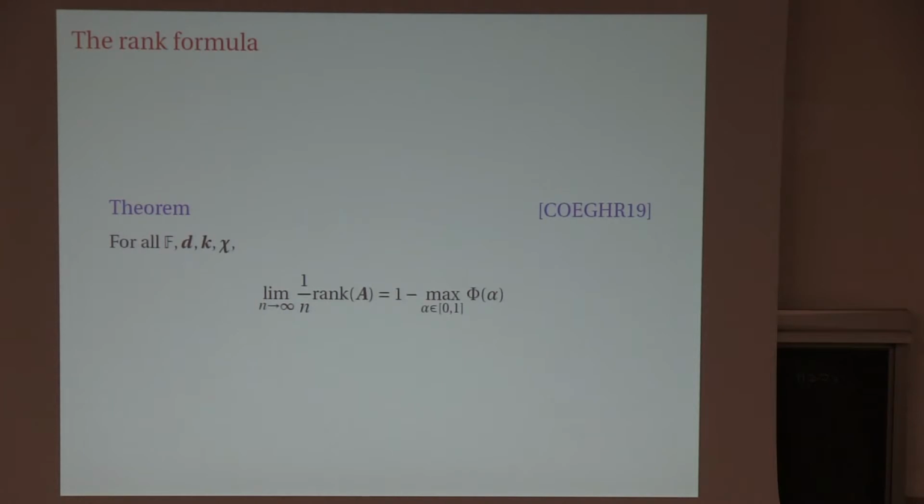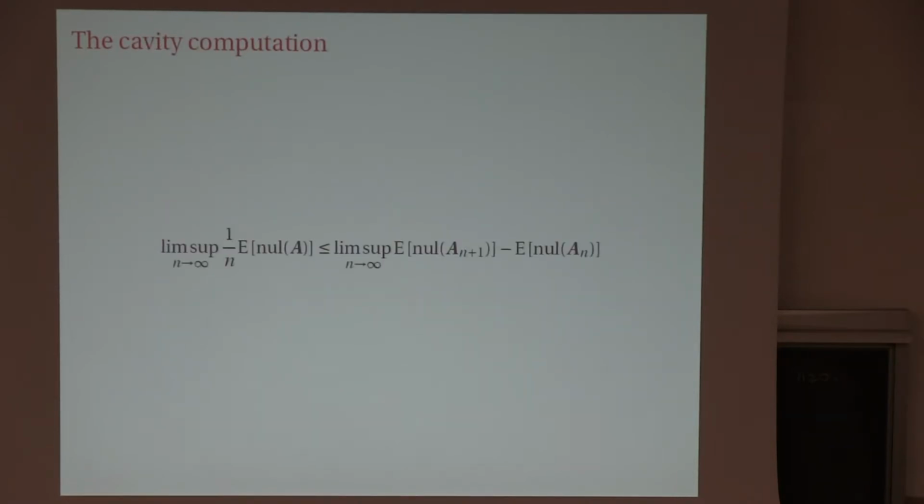In some sense, what this result hints at is that there's a simple phenomenon that explains the rank formula, and that's in fact what I would like to explain. Okay, so what we are going to do is rigorously perform the cavity computation that by now we probably would all really like to do, at least heuristically. So we are going to turn this heuristic idea into a mathematical proof.